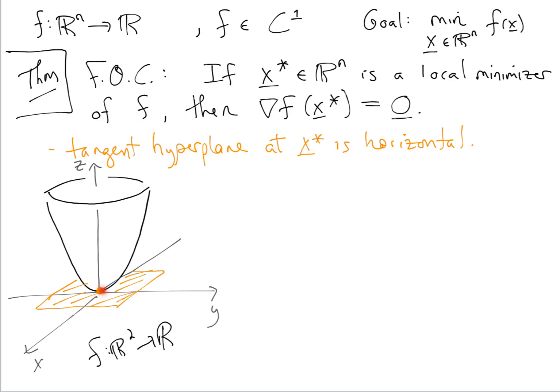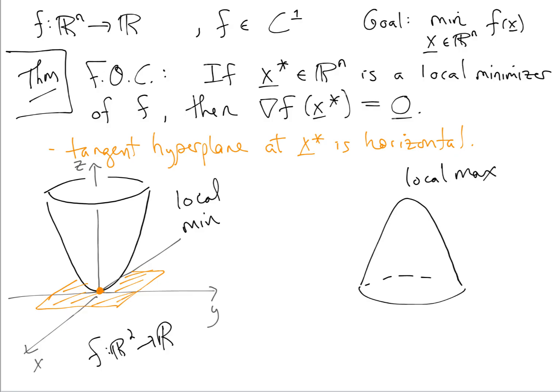So we see, in order to have that be a local minimizer, we had to have a tangent hyperplane, or in this case, a tangent plane. But the same also holds for a local maximizer. So if we have a local maximizer, we just flip that picture, and in this case, our tangent plane is also horizontal.